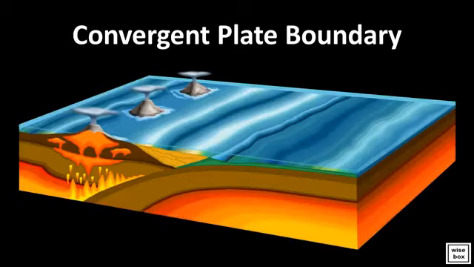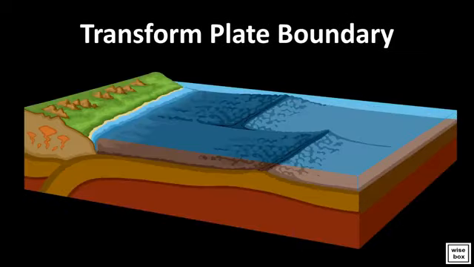A convergent plate boundary is where crust is destroyed as one plate slides under another. There are 3 types of convergences. In an oceanic convergence, a trench is formed. The continental convergence forms mountains, and in an oceanic-continental convergence, a mountain range is created. A transform plate boundary is more commonly known as a fault. While most transform faults are found on the ocean floor, a few, such as the San Andreas Fault in California, occur on land.